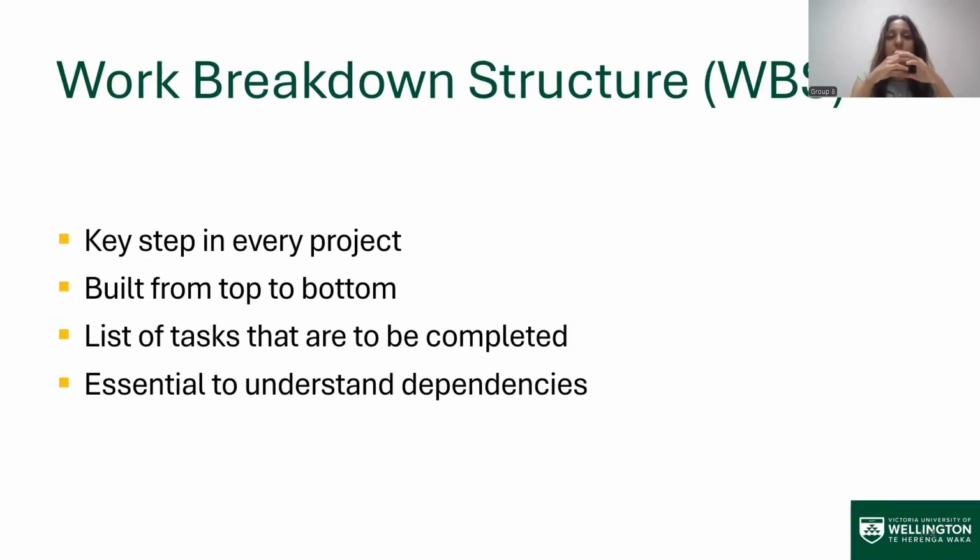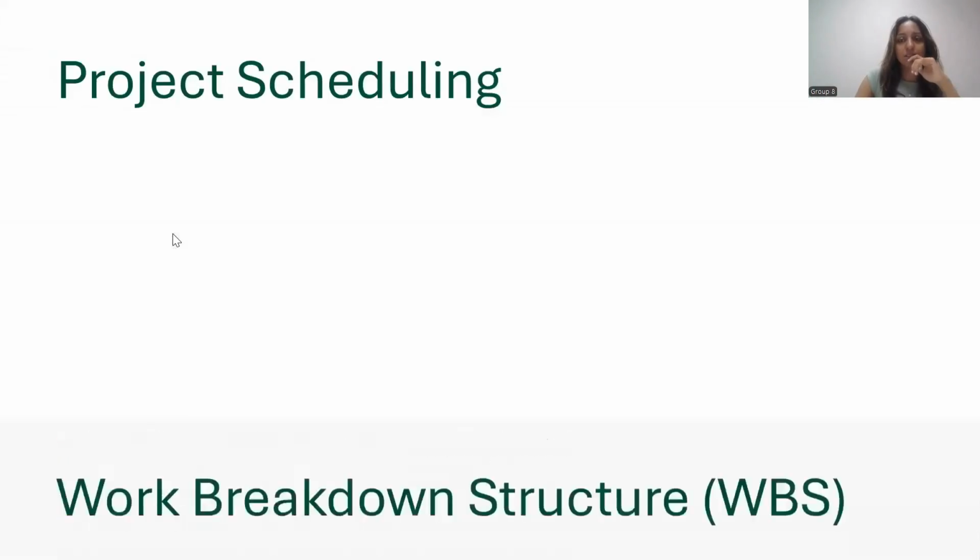So that is where our top is the project that is built from top to bottom. Our top is our project and bottom are these multiple activities. These are the lists of tasks that have to be completed in order for the final task to be completed. So this is basically essential to understand what dependencies are.